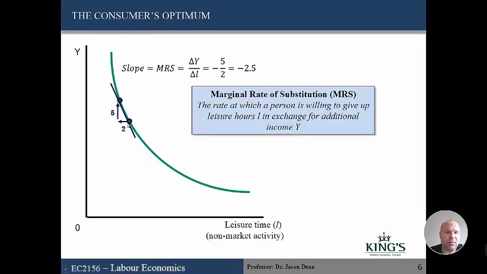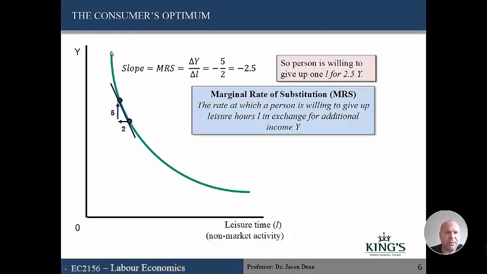So if you take away 2 hours of leisure, so you have negative 2 hours of leisure, you would need positive $5 to keep them equally happy. And that's the marginal rate of substitution. So that's the rate at which they're giving up leisure for income. So this person is willing to give up only 1 hour of leisure for $2.5.